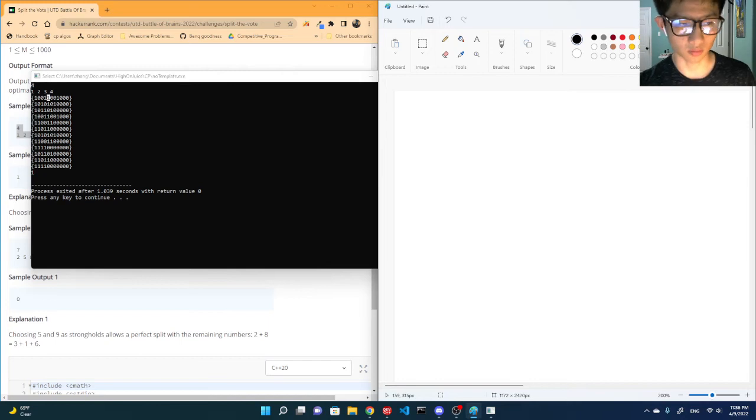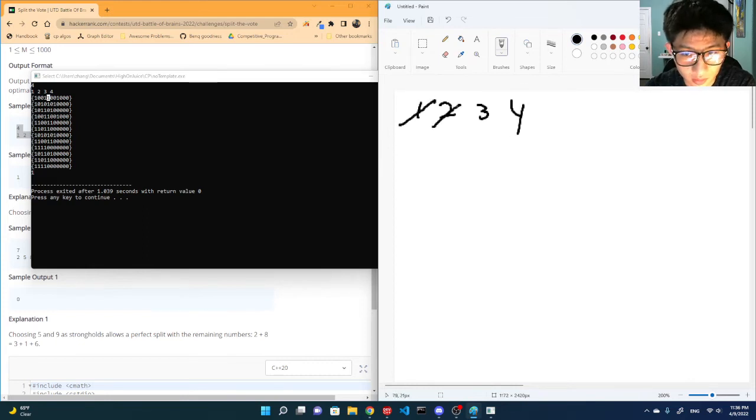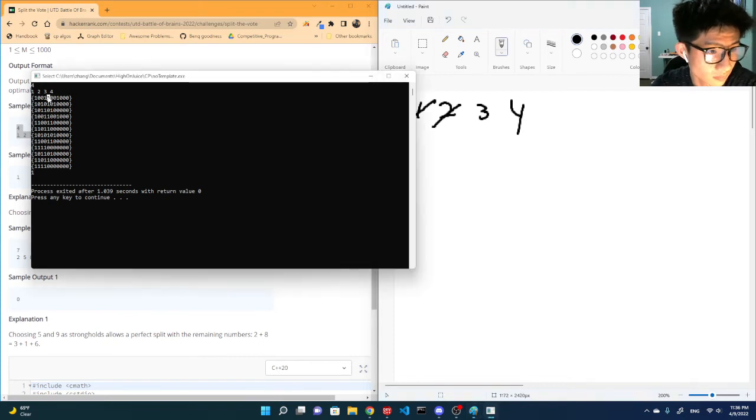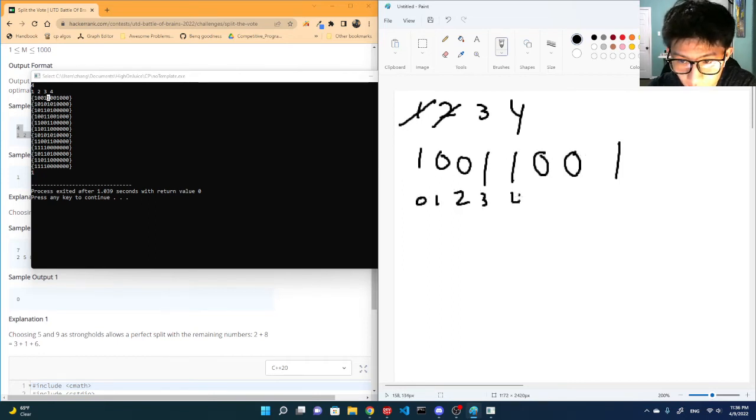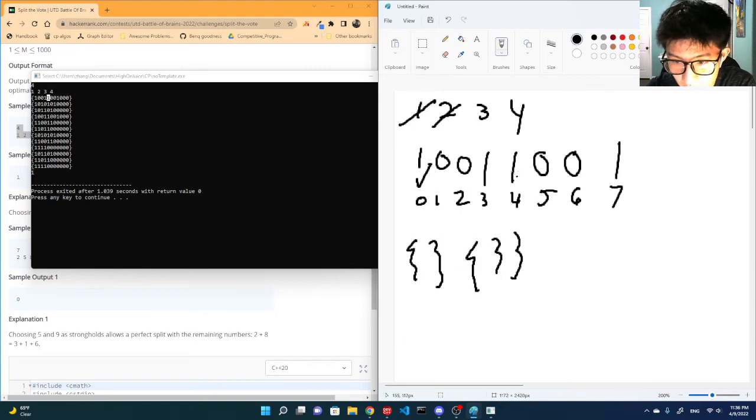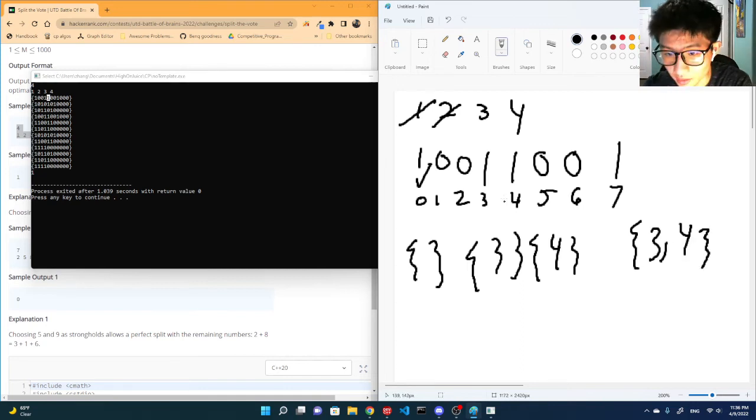So let's go through it for an example. The first bit set is if we excluded 1 and 2. So I'm going to write it here: 0, 1, 2, 3, 4, 5, 6, 7. It's possible to make 0 because we can just empty it out. It's possible to make 3 because we can just have a value of 3. It's possible to make 4. It's possible to make 7. So these are all the possible ways. Any one of these can be our group 1.